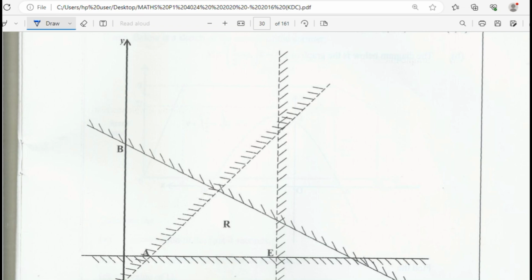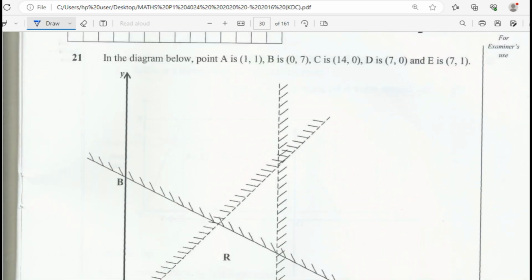We move on to a question on linear programming in the diagram below. Point A is 1,1. So let's look at where our A is. A is here, 1,1. It means the value of y is 1. So at this point there is a 1 here. Then if we go where A is, here there is a 1.